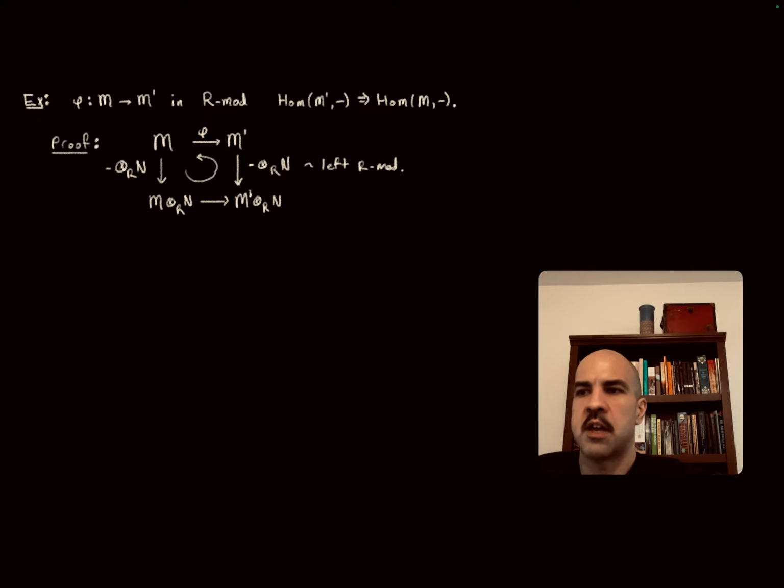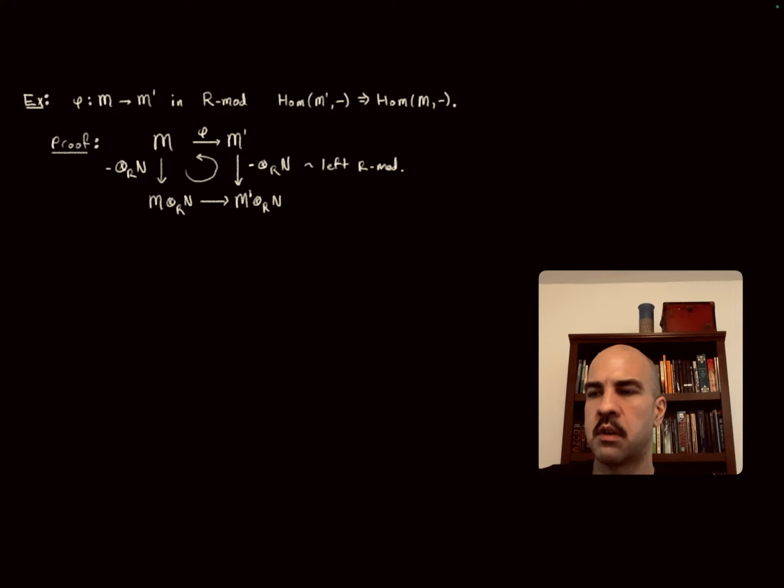So if you think of this as any R module, and then you take some other left R module, N, and you apply this tensor operation, then you get that this map commutes. So what we get is actually this set of homomorphisms as a natural transformation. And we also have that there's some idea of adjoint here with the tensor product.